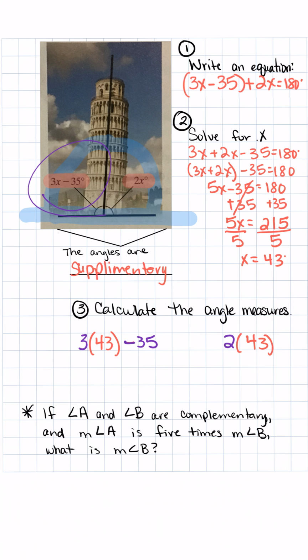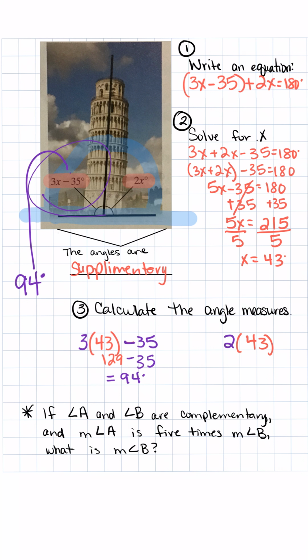3 times 43 equals 129. Subtract 35 is going to equal 94. So therefore, this angle right here equals 94 degrees.